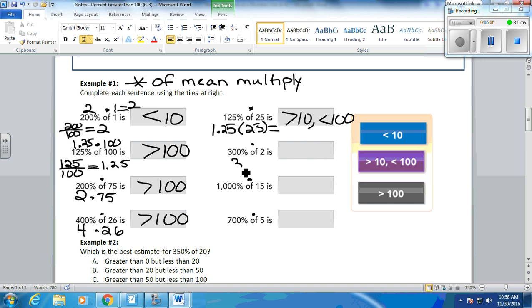The next one is 3 times 2, which gives me 6, which is less than 10. Then we have 1,000%, which is the same thing as 10, and 10 times 15 is going to give us 150, so that's greater than 100. And 700% is 7 times 5 to give us 35, which is greater than 10, but less than 100. So go ahead now and look at number 2 and make your decision.